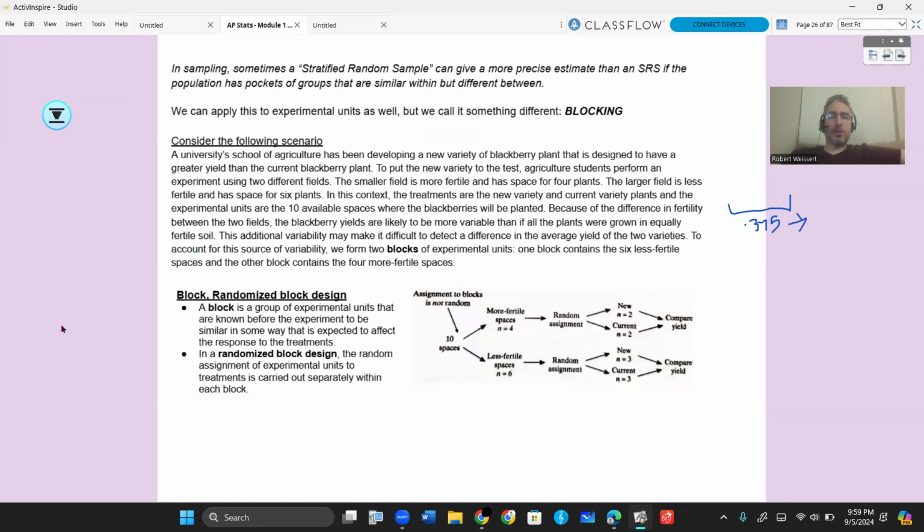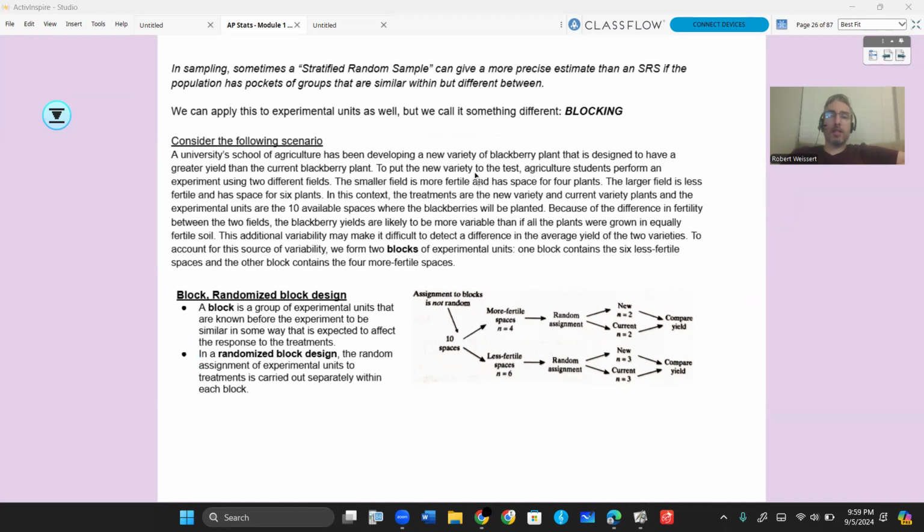So that leads us to going back to experiments and talking about the language of how to set up a well-designed experiment so we can show statistical significance. Let's consider the following scenario. A university school of agriculture has been developing a new variety of blackberry plant that is designed to have a greater yield than the current blackberry plant.